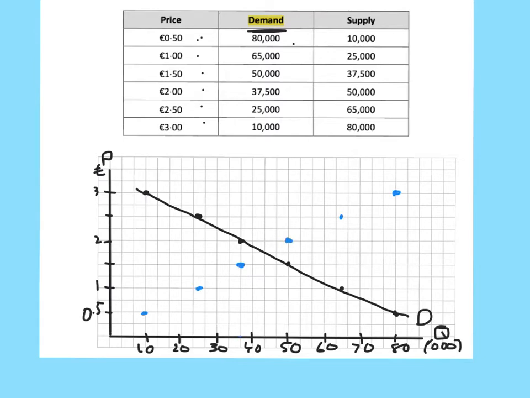Okay, so just to quickly run through this, you'll see I took these prices and started plotting the supply curve. So 0.5 at 10,000, that's this here. Then I had 1 at 25,000, and so on all the way up to €3 at 80,000. So there's your €3 at 80,000. And again, just draw a line through that.